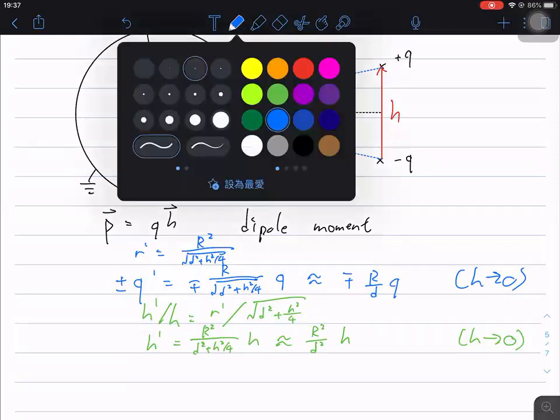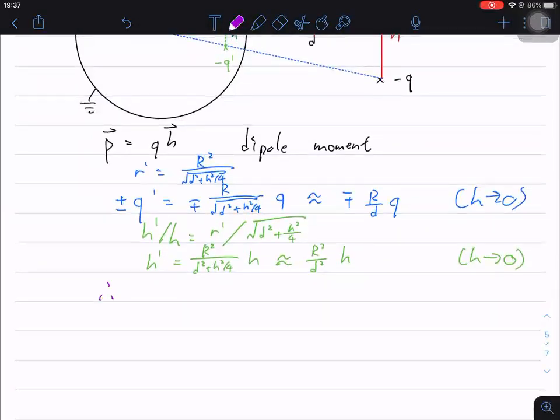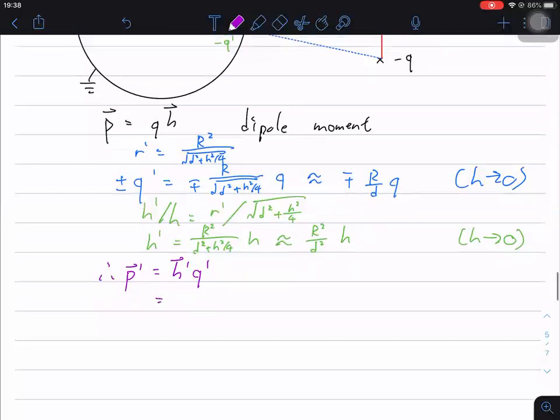Okay, so therefore, we can treat the two image charges as the image dipole P prime, which is equal to H times Q prime. So for H, we have R squared over D squared H, multiplied by the Q prime. And for the Q prime, we have an extra factor of R over D, Q, and also a minus sign here.